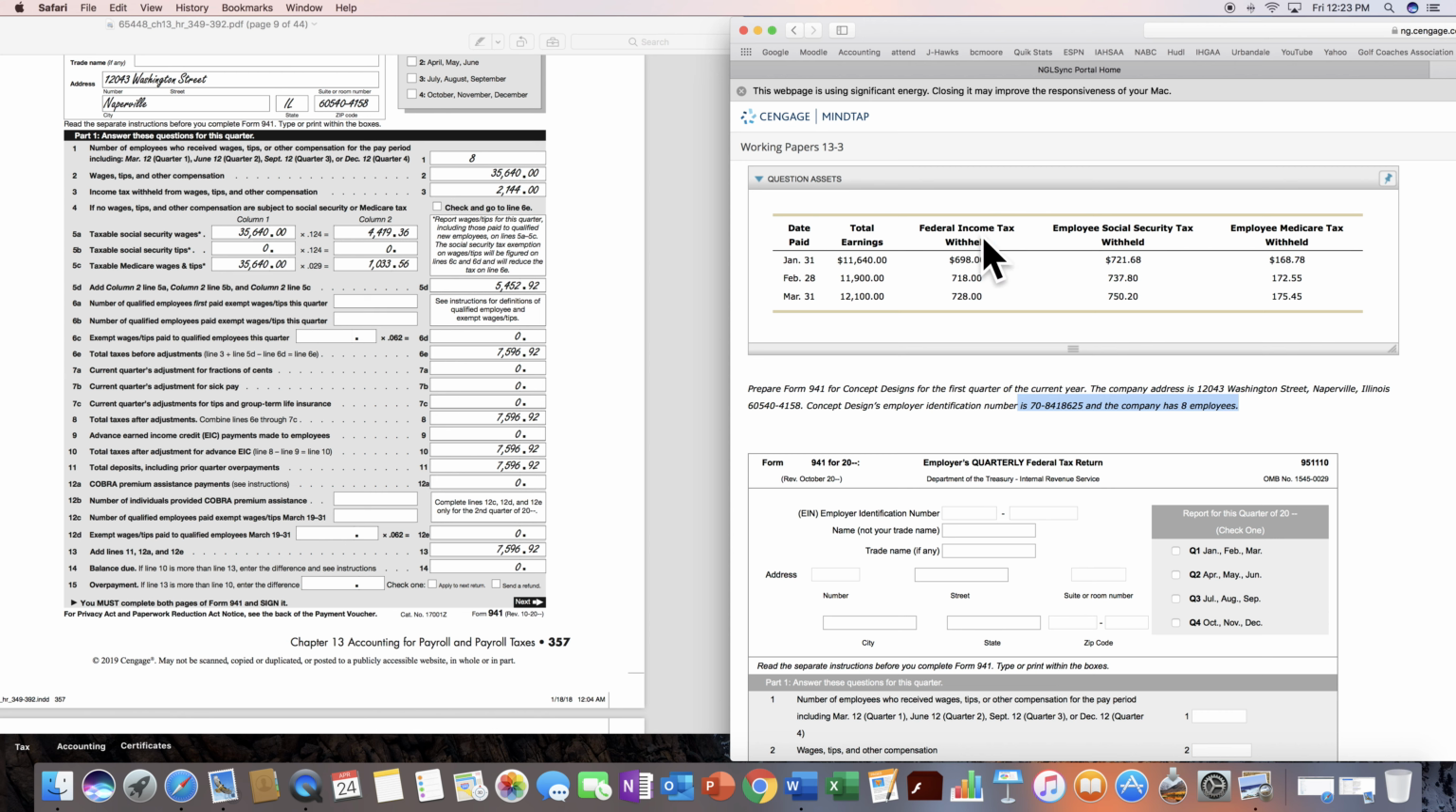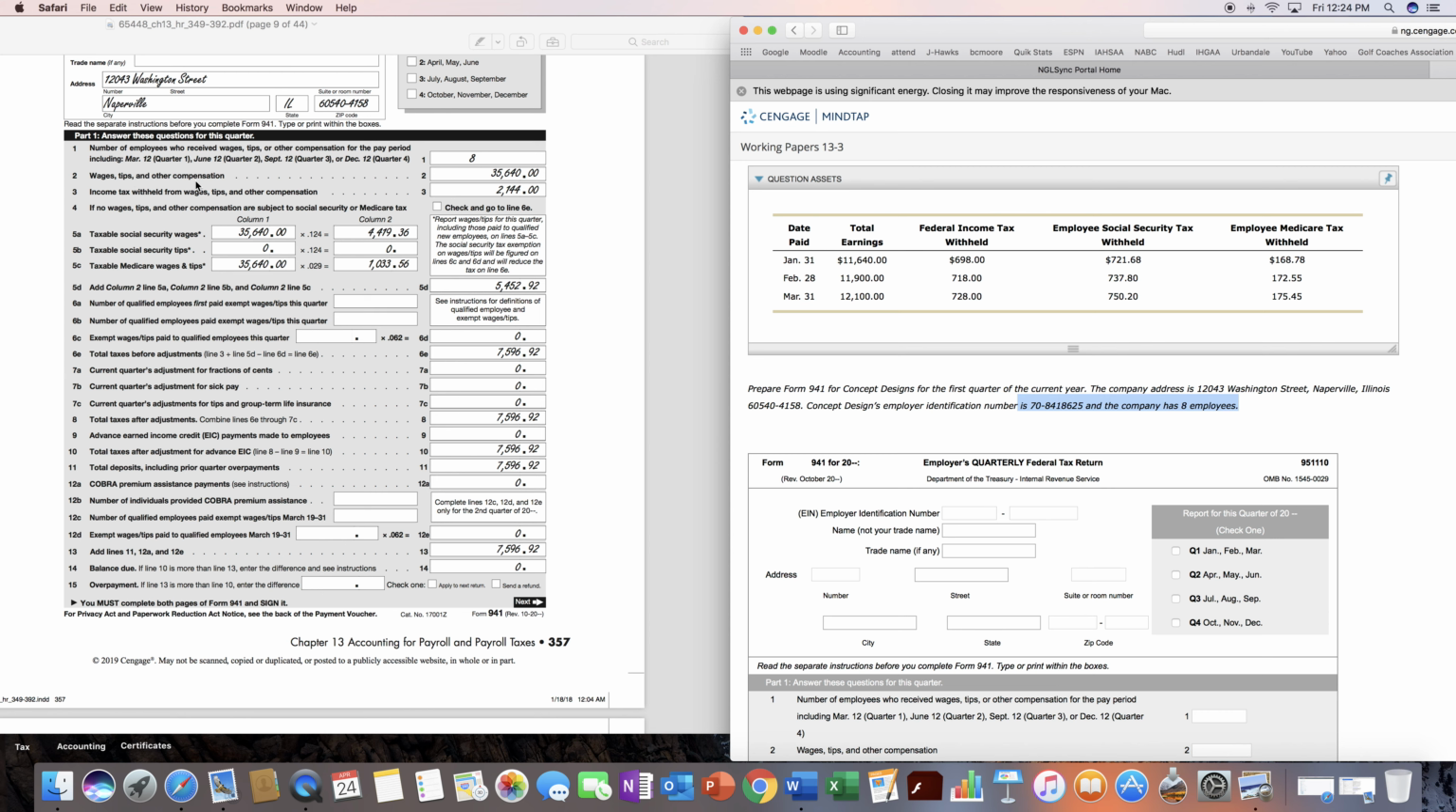Earnings here, this is what you worked on with single, married, and allowances, and what they withheld, and then this is employee Social Security tax and then Medicare tax. Sometimes we'll go for totals and sometimes we'll go for months, depending on what they ask. We have 8 employees, so you just put that number down in line 1.